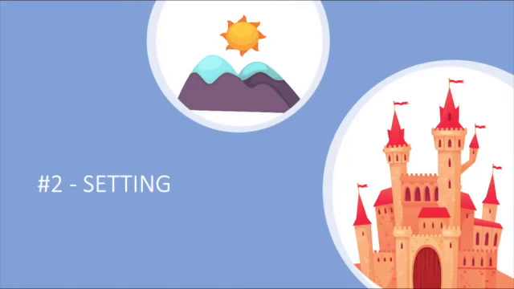The second element is the setting. The setting is the time and place where the story happens. For example, a castle near the mountain on a warm, sunny day. The castle near the mountain is the place, and the warm, sunny day tells us the time is set during the spring or summer months.